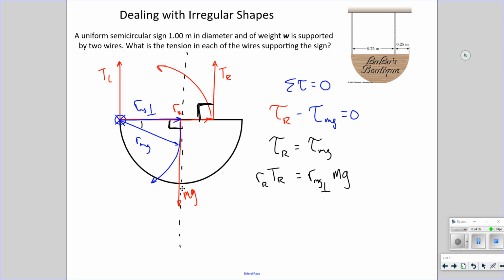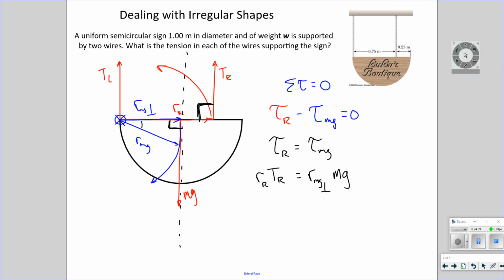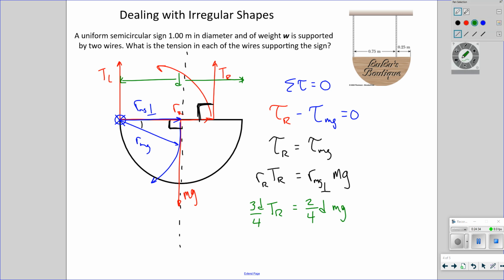So R_R is 0.75 meters. If I call this the diameter D, I'm going to say this is 3/4 of D. And R_mg, to make it easier, I'll call it 2/4 of D. And then your D over 4s go. And this says that T_R is 2/3 of mg.